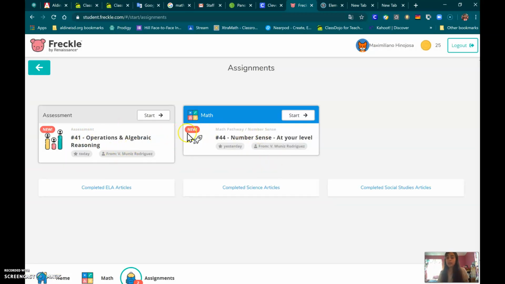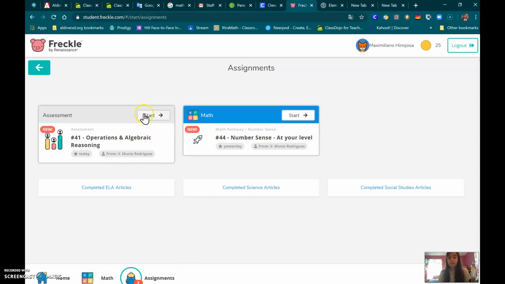I did create 2 assignments already. This one's number sense at your level, so depending on whether you're struggling with certain topics, it's going to bring it down. This one I started with just because of algebra reasoning, since it's a lot of multiplication and division. You can also practice your math skills over here. So right now, I'm going to start the assignments.